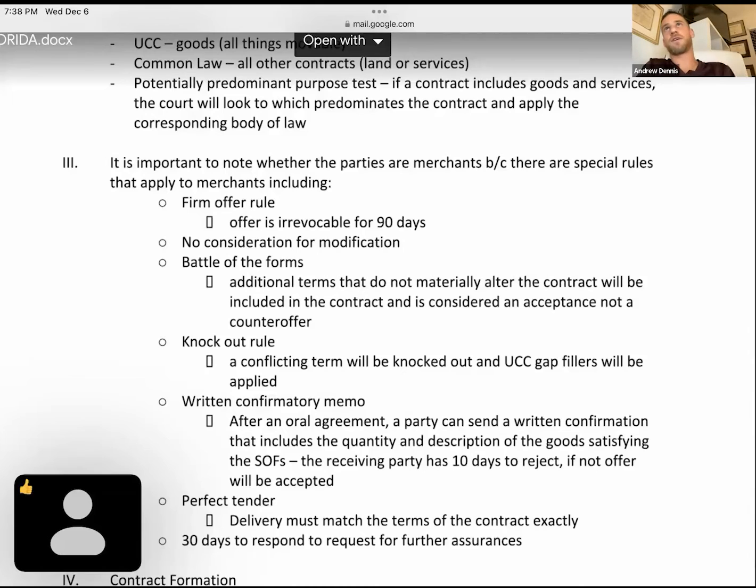So, to not detour too much, one thing that's heavily tested is the battle of the forms provision. So, Grace, do you know what the battle of the forms provision is?